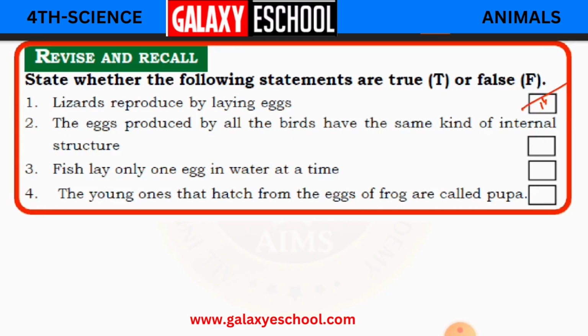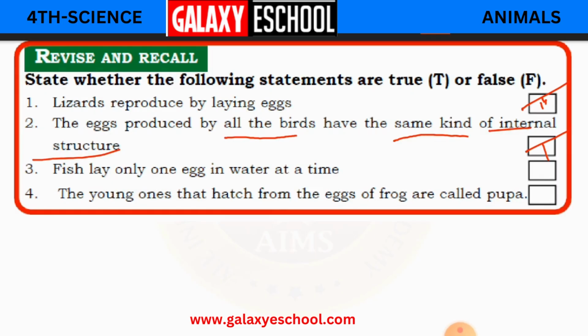Yes. The eggs produced by all the birds have the same kind of internal structure. Is it true? Yes, it is true. We will be having so many different kinds of birds, but all the birds, or maximum all the birds, lay eggs. Even though they belong to different kinds, the eggs produced by all the birds have the same kind of internal structure. Internal structure in the sense inside the egg, children.